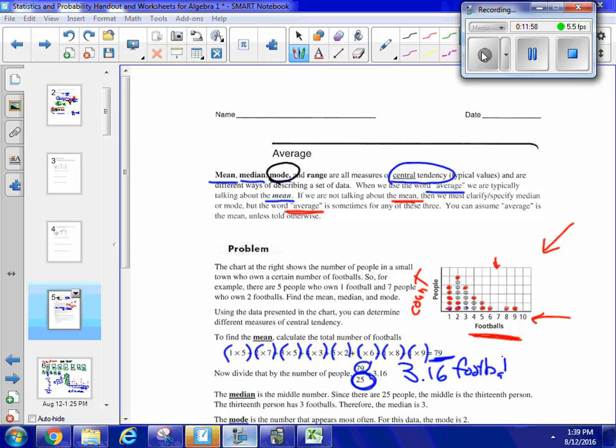That's how I would calculate the mean. Now, what about the median? How am I going to calculate the median? Let's take a look. The median is the middle number.